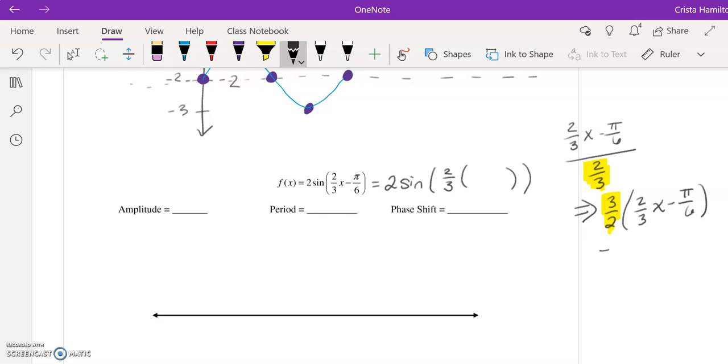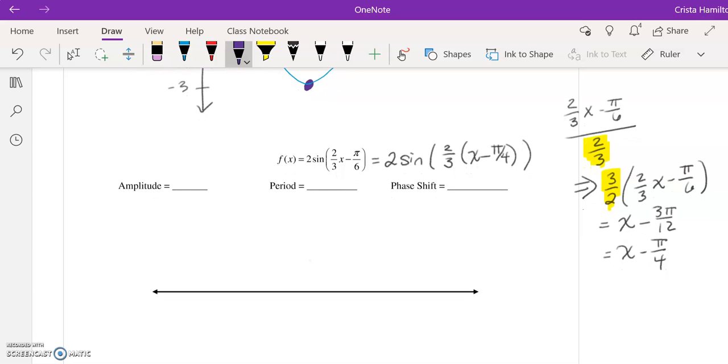So if I distribute that through, that's going to give me x minus 3 pi over 12, which is going to simplify to pi over 4. So what goes in the parentheses here is going to be x minus pi over 4. Once I write the equation in its transformation form, then I can go through and get the important values.